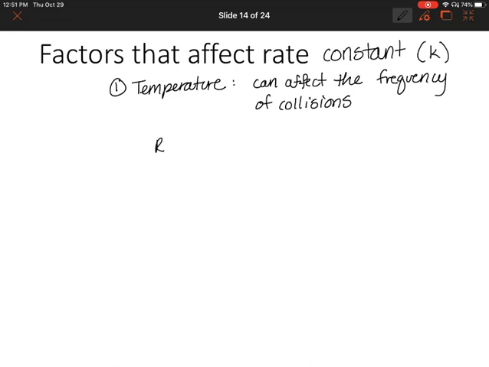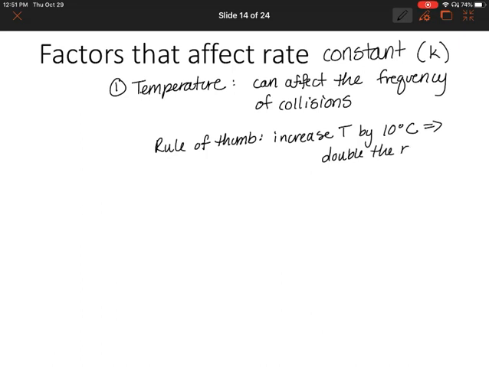So as a general rule of thumb, if you increase the temperature by 10 degrees Celsius, that's going to double the rate of the reaction.